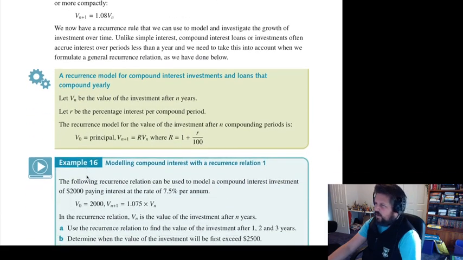Let's actually have a look at it in reality. This is the bubble box that you need to be aware of. It says let Vn be the value of the investment after n years. We're cool with that. Let R be the percentage interest rate per compound period. Cool.